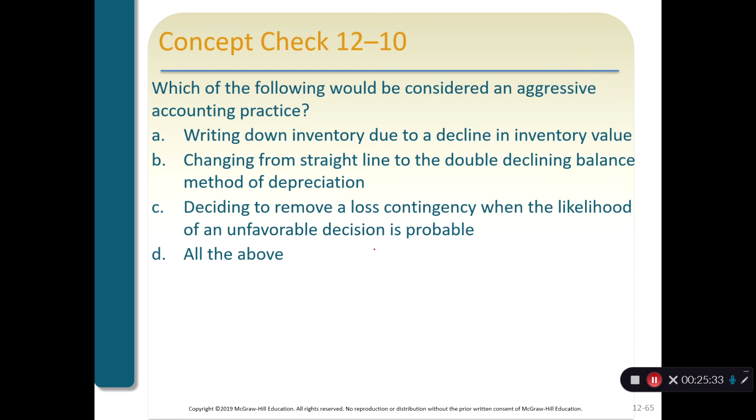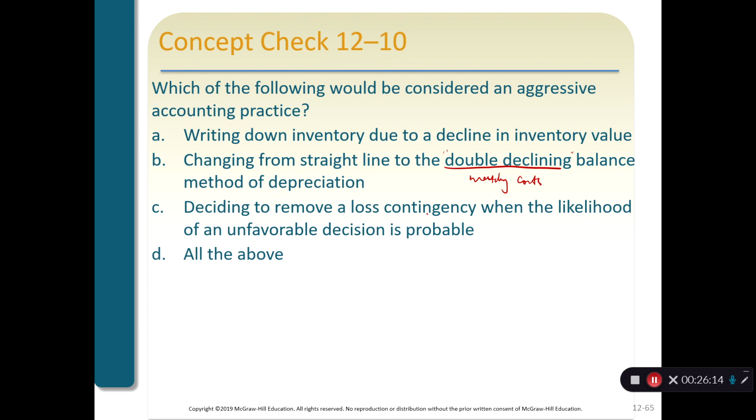Okay, so let's see. Which of the following would be considered an aggressive accounting practice? Writing down inventory due to declining value, that's a good thing to do, right? Changing from straight line to double declining balance method of depreciation, this is a good thing to do because, as I explained in chapter 7, when you use double declining, you usually use it at the beginning of the asset's life, when the new machine can generate much higher income, right? Hence you want to match the costs with the revenue. So this is a conservative choice, right?